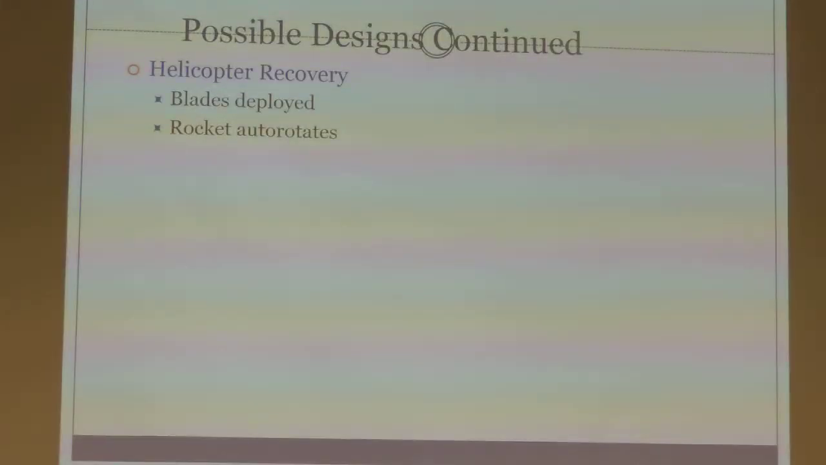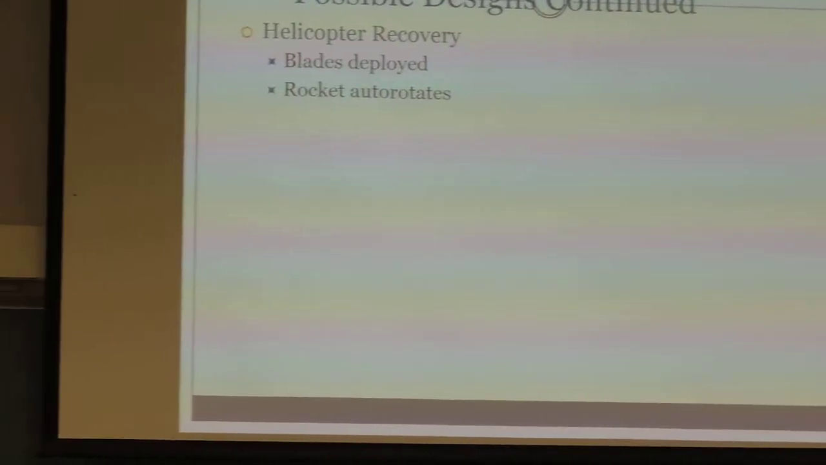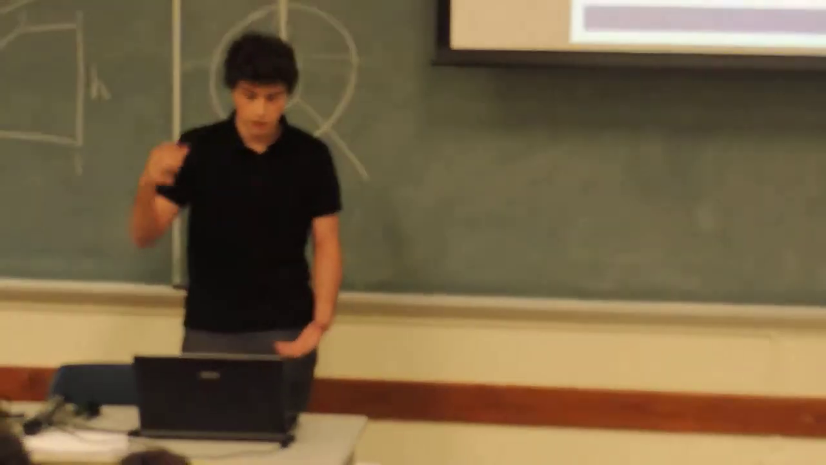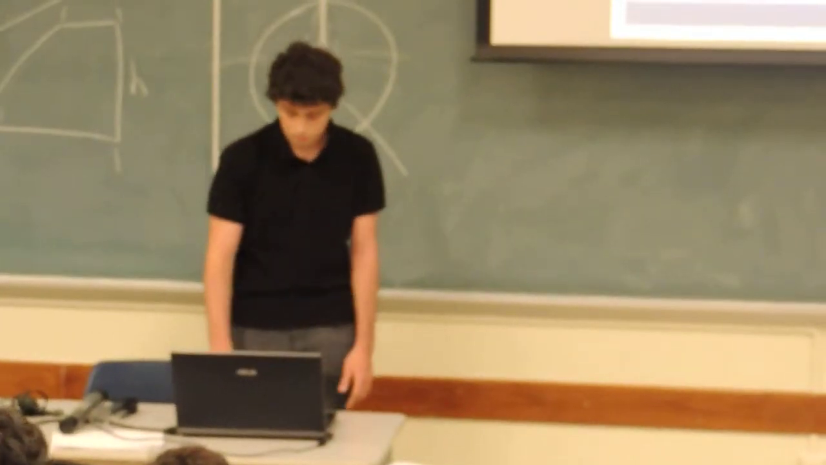Another possible way is a helicopter-style recovery, where blades are deployed, and the auto-rotating of the blades causes it to sort of glide down. I don't know if you're familiar with a gyrocopter, which essentially, as it's falling down, the blades are just spinning, so it's eating up the energy and causing it to come down slower.